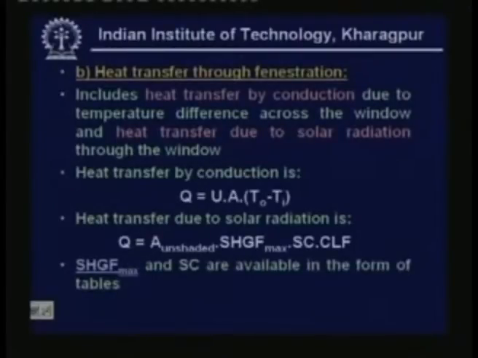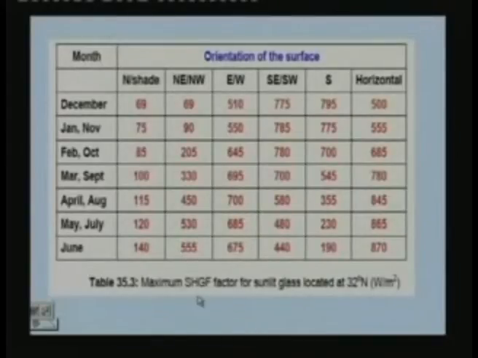We have seen in our earlier lecture that the values of SHGF max and shading coefficient FV are available in the form of tables. Let me show typical tables which I have already shown earlier. For example, this particular table gives the maximum solar heat gain factor for sunlit glass located at 32 degrees north latitude, and the units are watt per meter square.